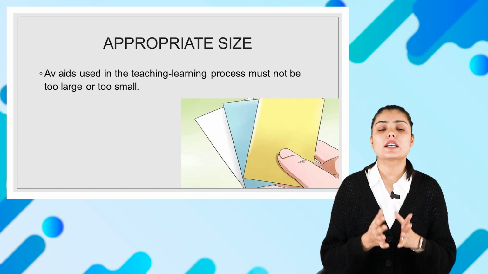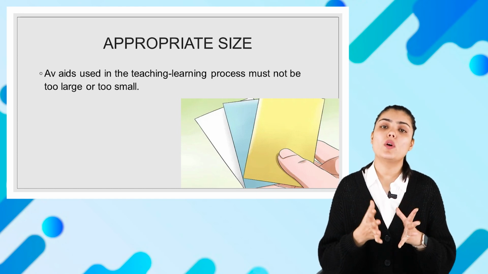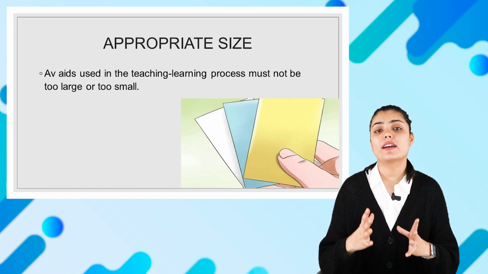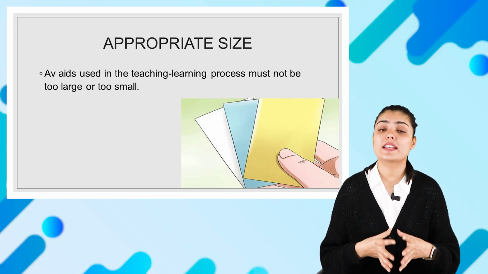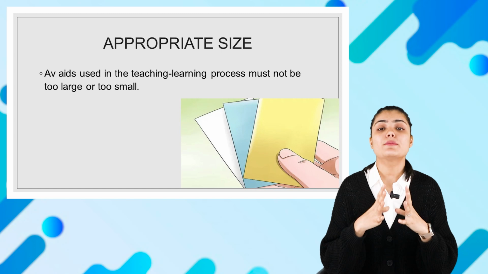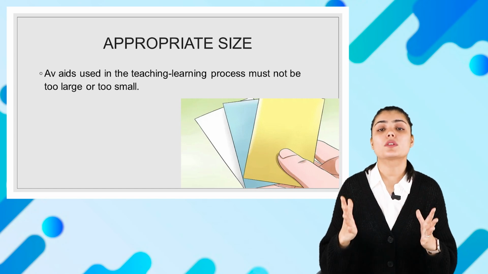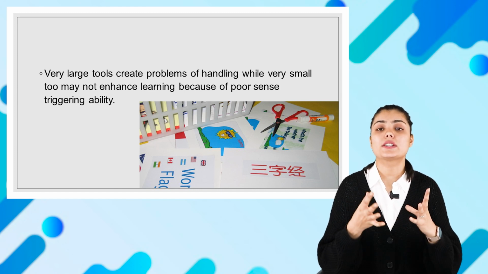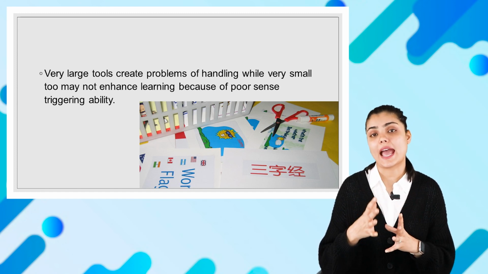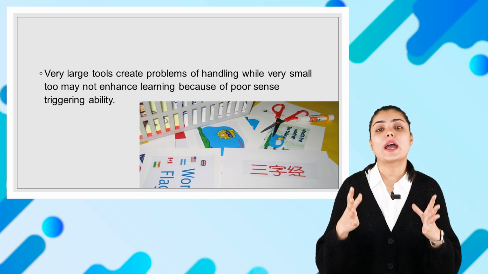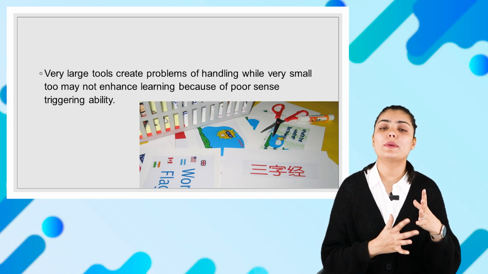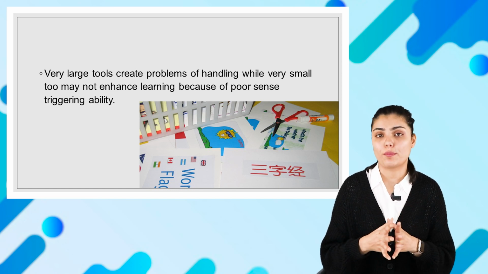The next one is appropriate size. So we all are aware of this. For every different kind of AV8, we have an appropriate size that is given and it must be followed. It must not be very large and it must not be very small. Now, if the AV8 is very large, it will create problems in handling. It will be difficult to handle. If very large AV8s are made, people will not be able to handle them properly.